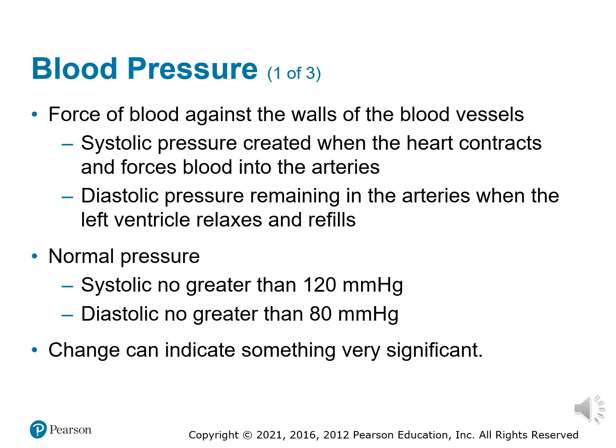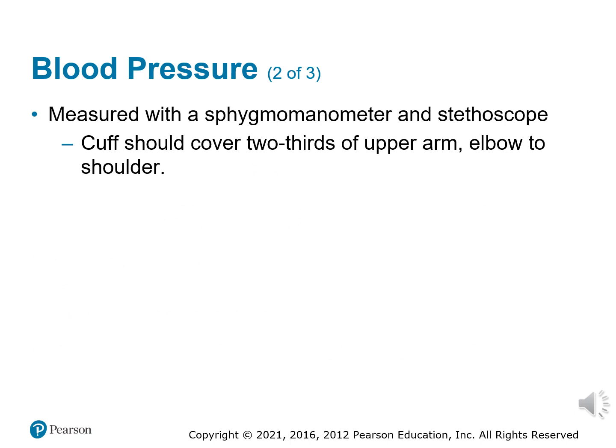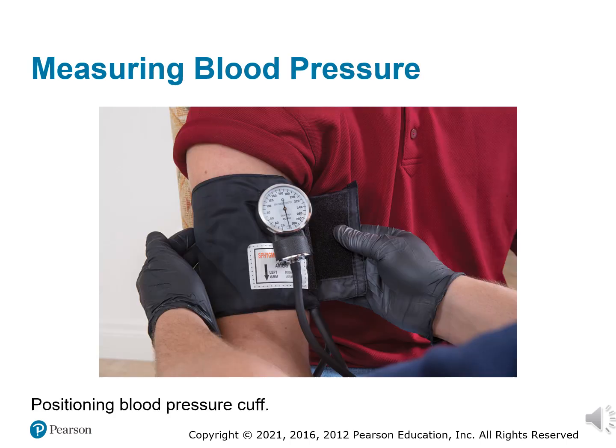A normal pressure is systolic no greater than 120 and diastolic no greater than 80. Change can indicate something very significant. So that's why, again, we always like those trending blood pressures. It is measured with a blood pressure cuff and stethoscope. The cuff should cover 2/3 of the upper arm, elbow to shoulder. Here's how you should position the blood pressure cuff.